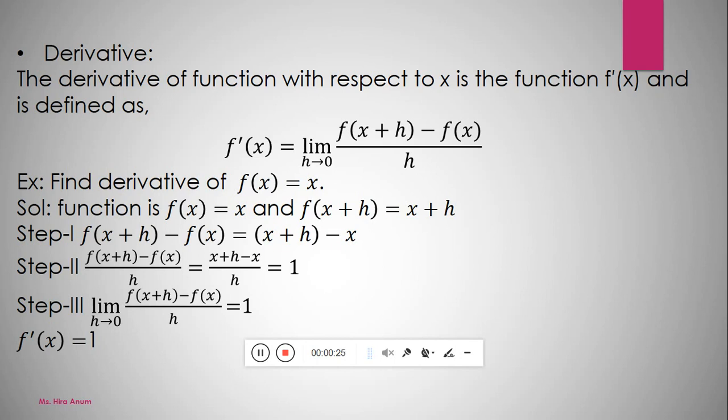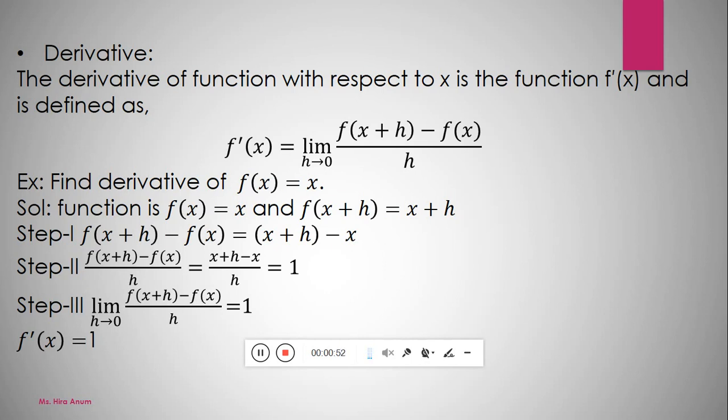Then we denote derivative of function as f prime of x, and it is defined as f prime of x equals limit h approaches 0 of f of x plus h minus f of x over h. This is also called derivative by definition, or derivative with first principle, slope, rate of change.